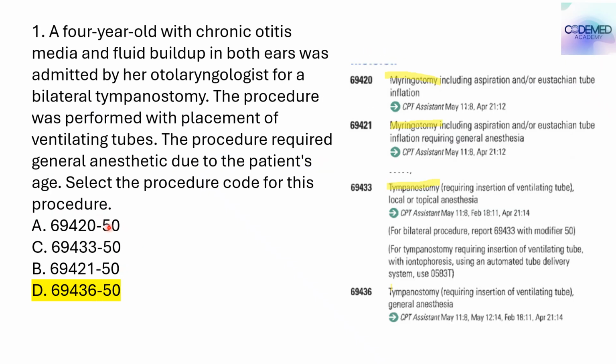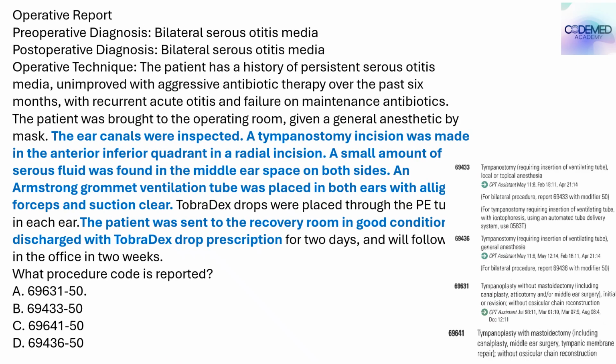Yes, D is the correct answer, because if you see both codes, one is tympanostomy requiring insertion of the ventilating tube, but it is carried out under local anesthesia. And if the tympanostomy with the ventilating tube is carried out under general anesthesia, we have code 69436. And since it is done bilaterally, we need to put the modifier 50, and that's exactly what happened in our case. Let us take one more example.